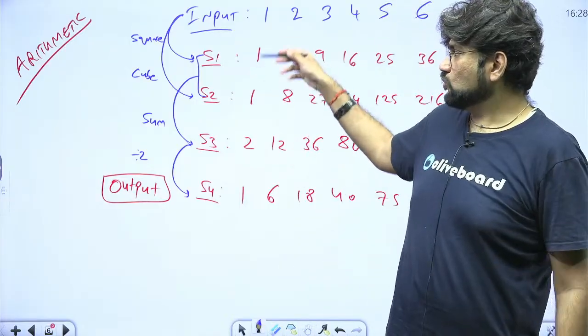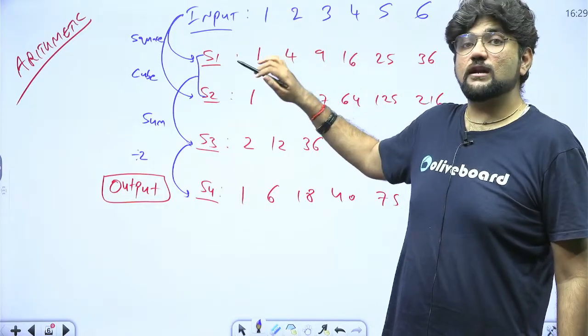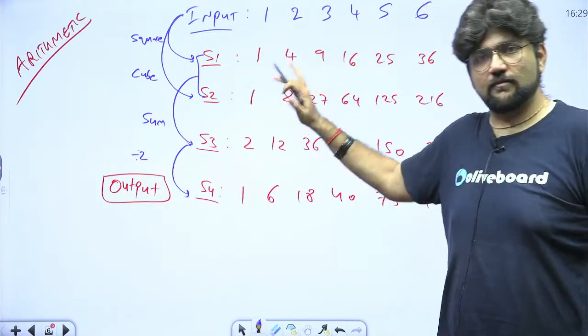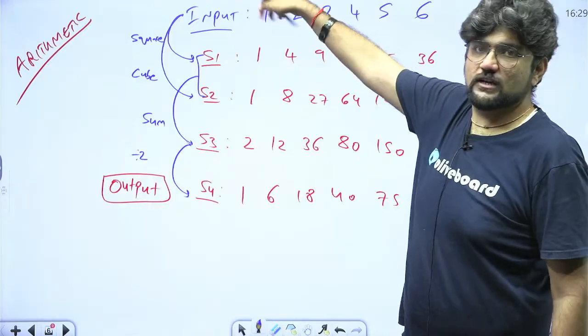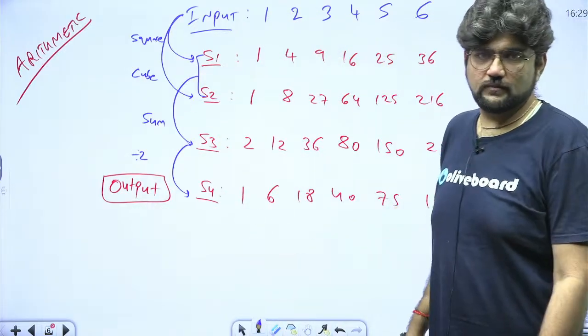But in the initial two steps, maybe in the third one also, it is not dependent on the previous step. It is independent of the previous step. It is directly dependent on the input. Each time I am changing the input and getting new steps and then finally getting my output. So this makes it easier.